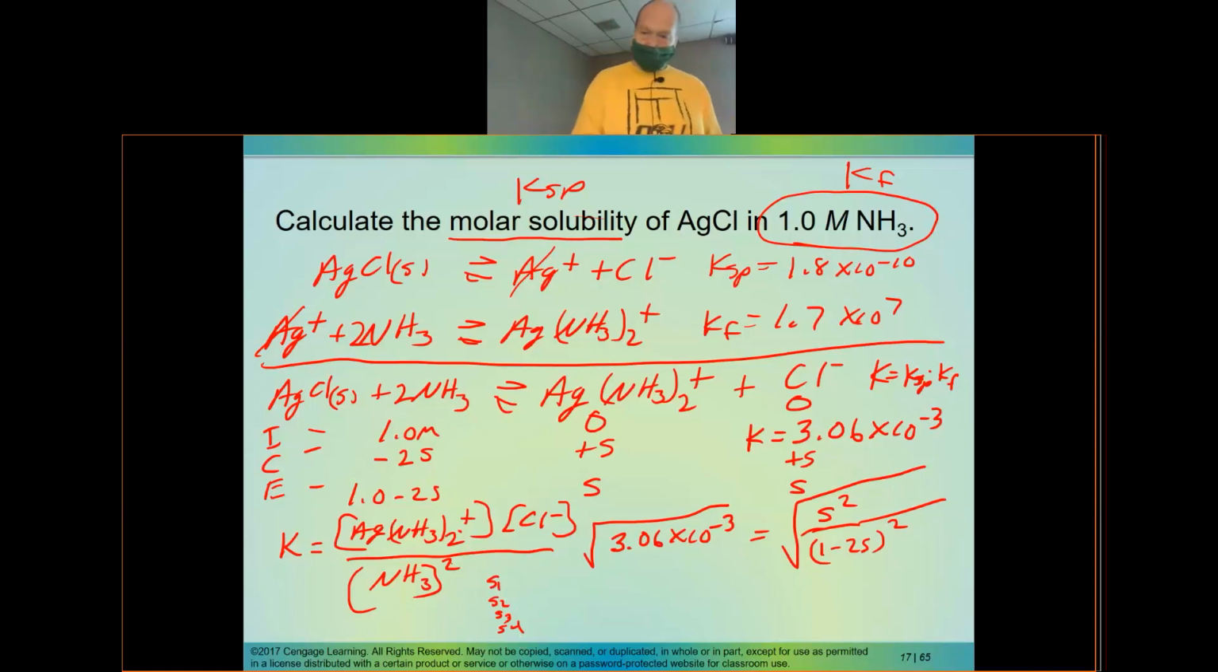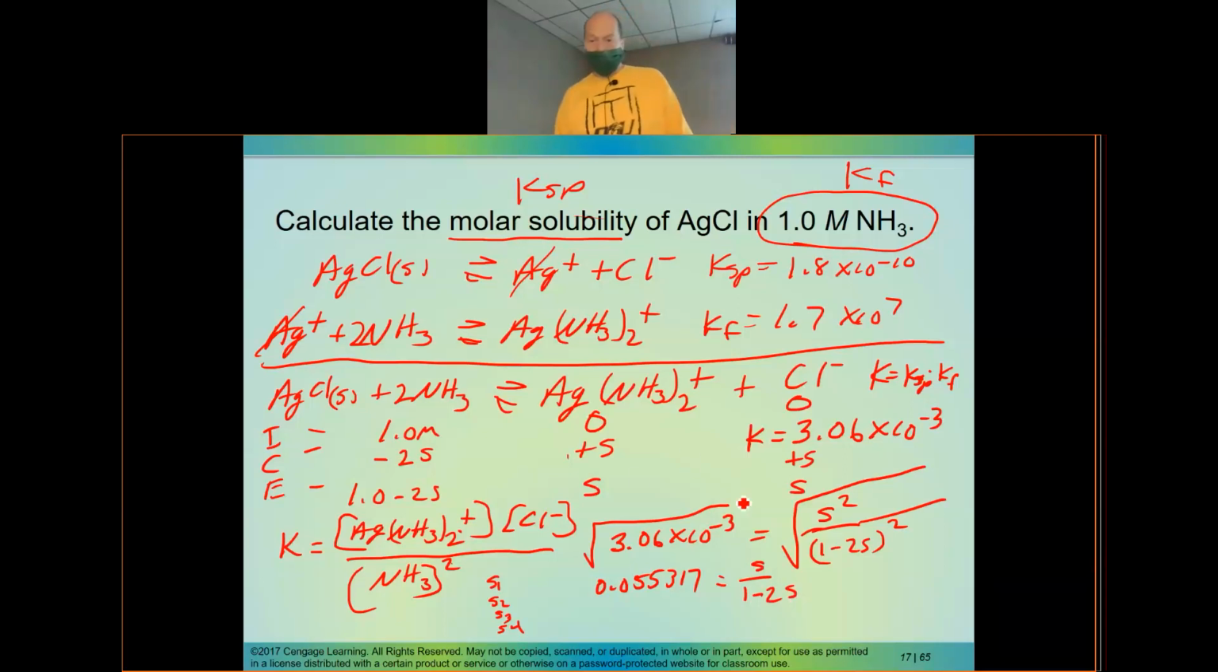All right, and so we take our 3.06 times 10 to the minus 3, and we take the square root of that, and we get 0.055317. All right, again, I'll do the sig figs at the end. I carry them along in my calculator, so I'm going to write a bunch of them down. And that is equal to S over 1 minus 2S.